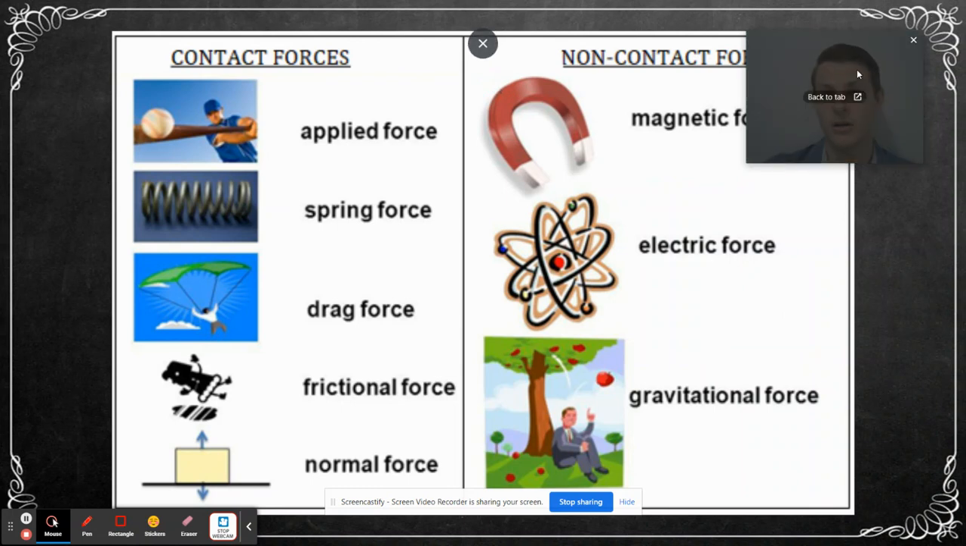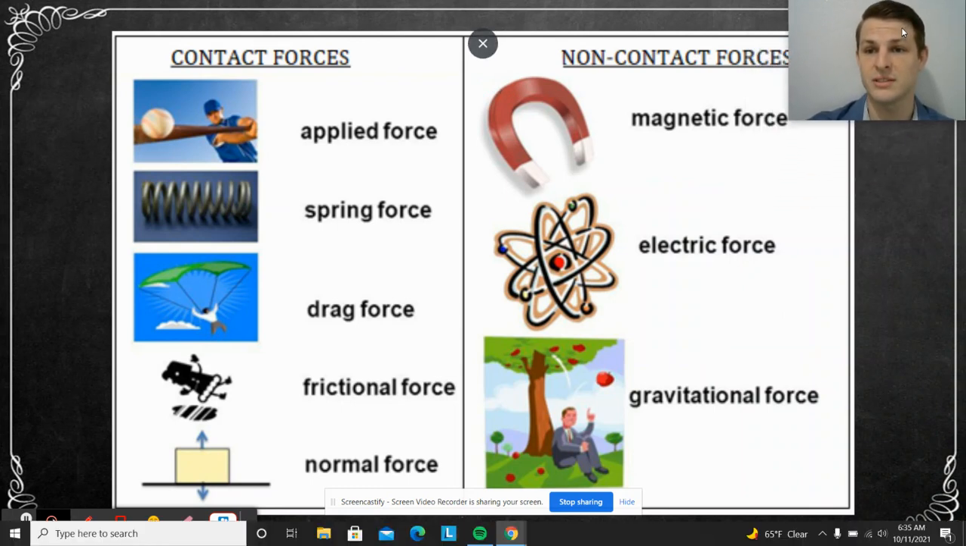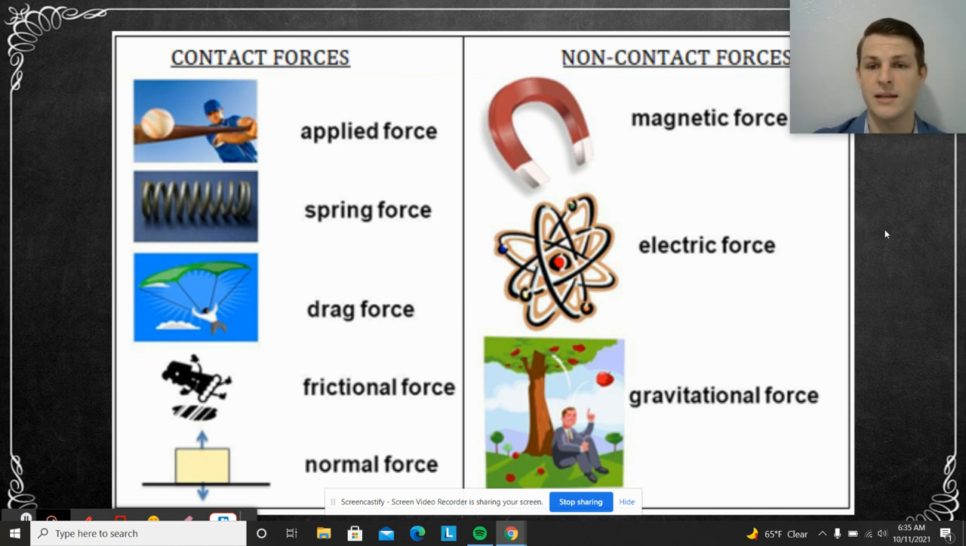So here are two groups of forces and their subgroups. So we have contact forces and non-contact forces. Contact forces meaning two objects are touching, and non-contact forces meaning two objects are not touching. So take a look at these. We're going to explore these a little deeper. And there's even some, like tension force, that aren't on here that maybe fall under a category that we're going to explore in future lessons. And there might be a few more of those.